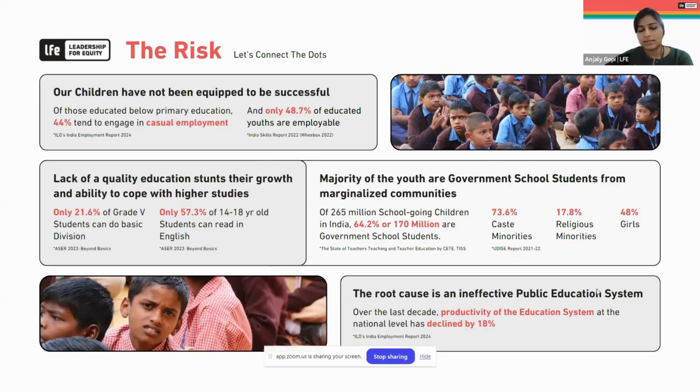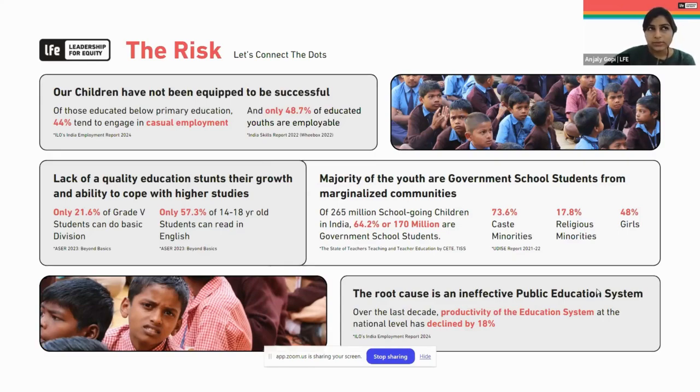Now let's step aside from that employability skill part. Let's look into the fundamental thing that we need to look into. If you think about primary education, which is a major foundation of every skill, the majority of the youth in India are students who rely on government schooling for their primary education. Let's say 170 million students out of 265 million school going children in India rely on government schools.